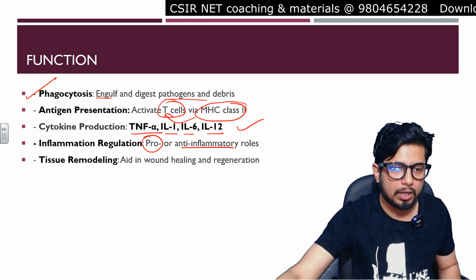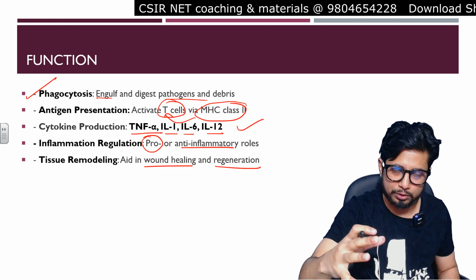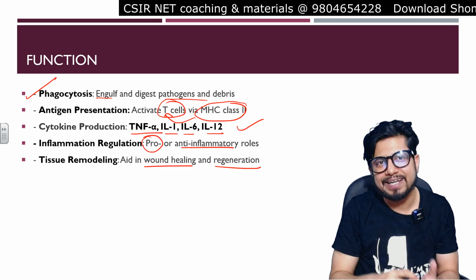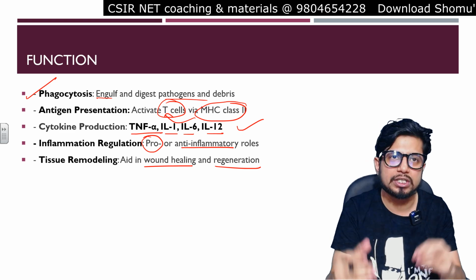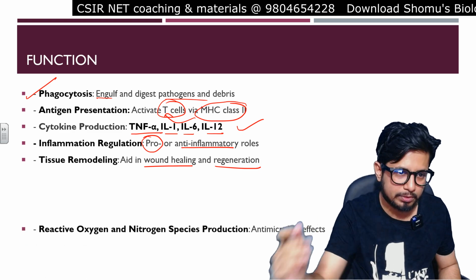Next is tissue remodeling. They aid in wound healing and also in the regeneration of tissues when there is any tissue damage. Because if there is an infection, due to inflammation there is tissue damage, and the macrophage can manage to heal some of this tissue damage.